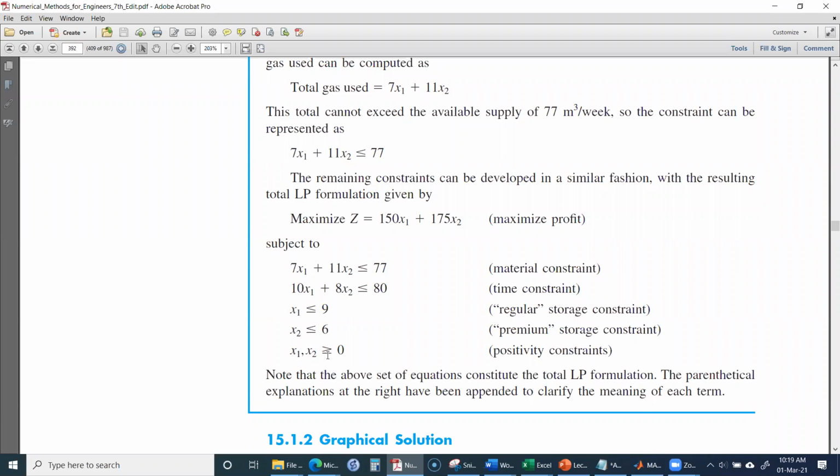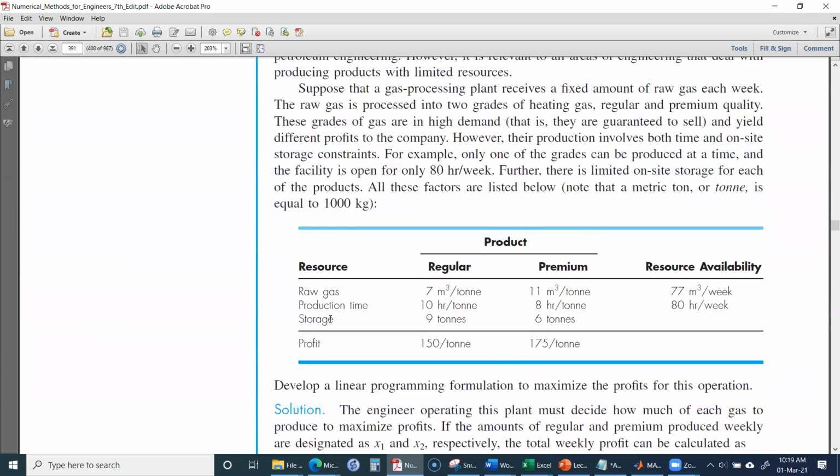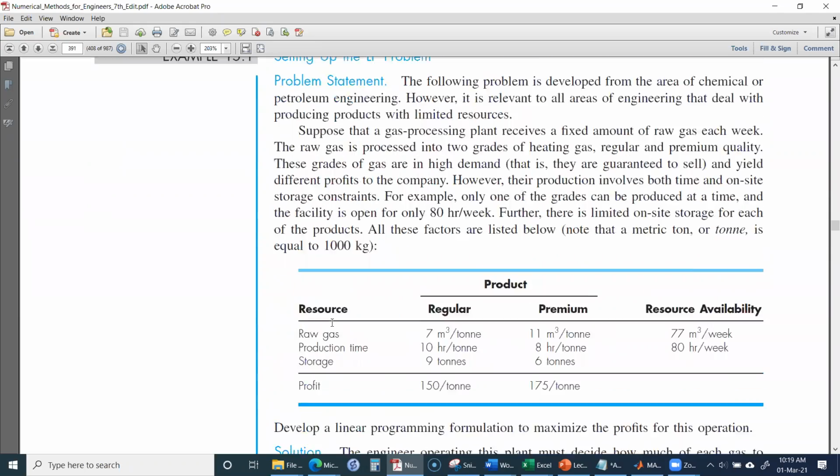That means they should have positive values, since we cannot have negative production, a negative ton of gas produced. This has no practical meaning. So the values of x1 and x2 should be greater than or equal to 0. We can have x1 equal to 0, which means no gas produced, and that is okay. But a negative value is not acceptable. That is how you set up the linear programming problem.